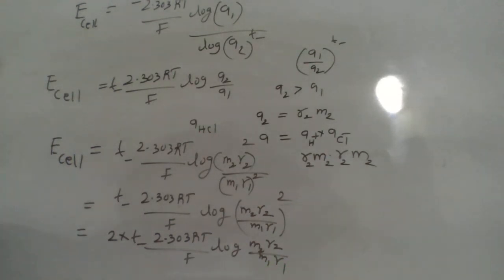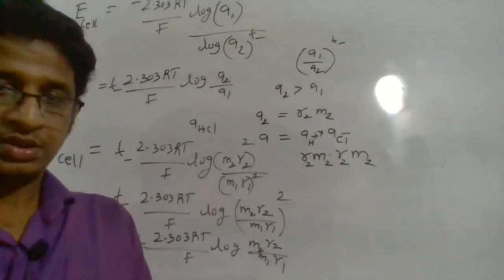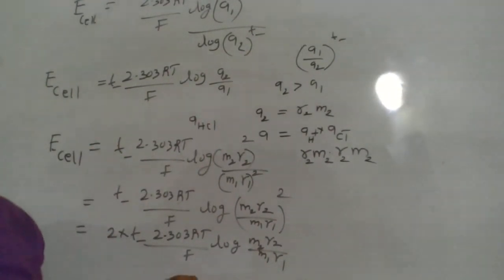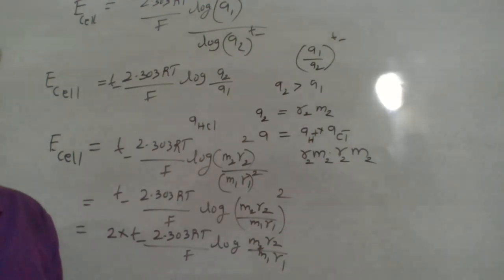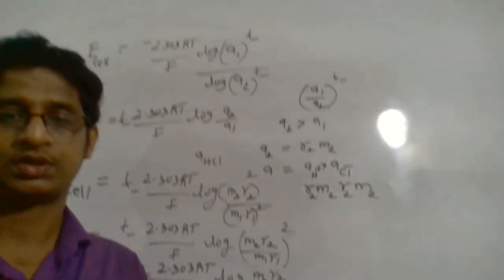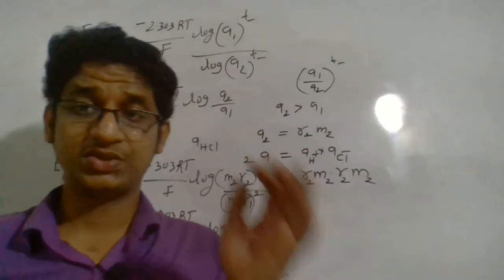So that is the final equation. 2 into t minus into 2.303 RT by F log M2 gamma 2 divided by M1 gamma 1. So you can practice yourself.